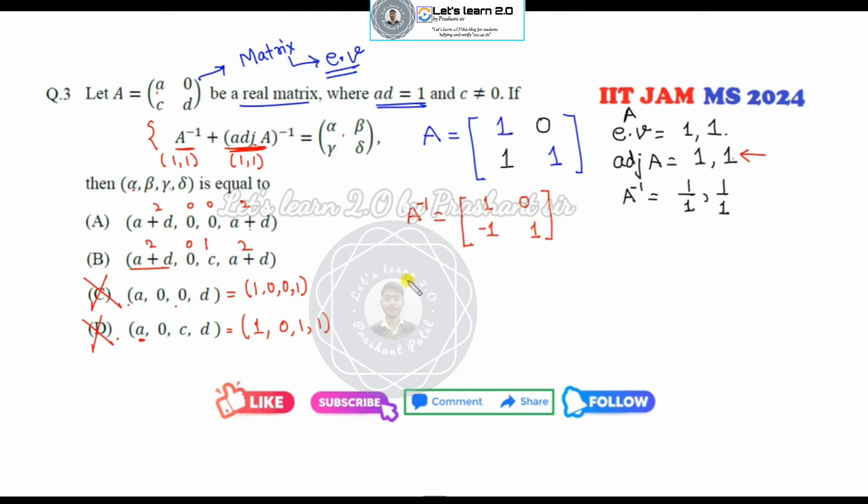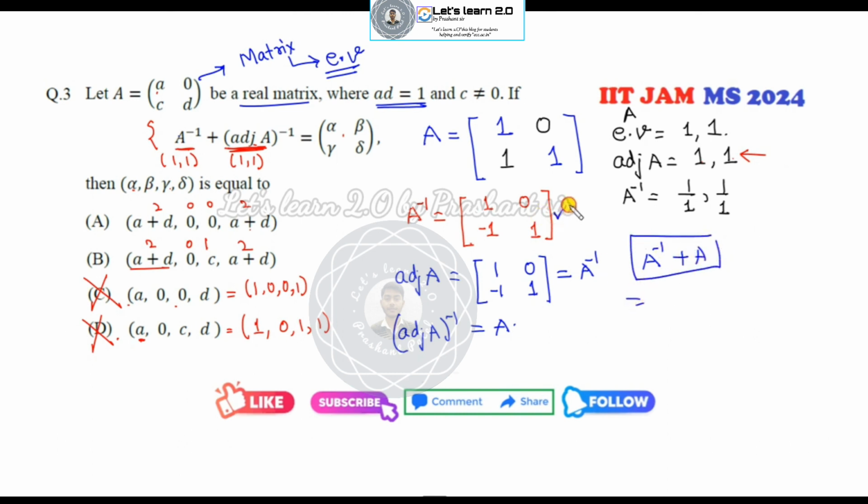Fine. Determinant is my 1. What is the adjoint of A? You can simply see what the adjoint of A is. 1, 0, -1, 1. That is basically A inverse. So it means the adjoint of A is this, which is my A. Fine. So this left expression will be A inverse plus A. Once you know this is A inverse, if you add them, what will happen? 2, 0, 0, 2, and you can see that 2 is the eigenvalue. So that means this is the only possible right answer of this problem.